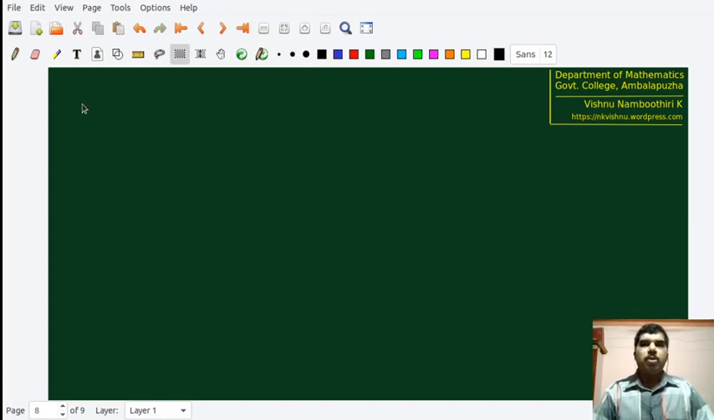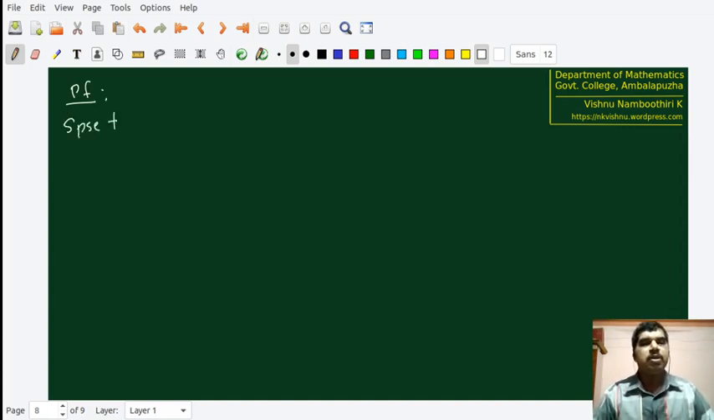We are coming back to the problem. In this problem, we have to show that the number of positive multiples of b less than or equal to a is equal to the floor of a by b. That's what we have to prove. So we are coming to the proof of whatever we have claimed.